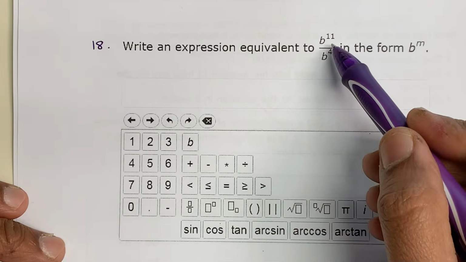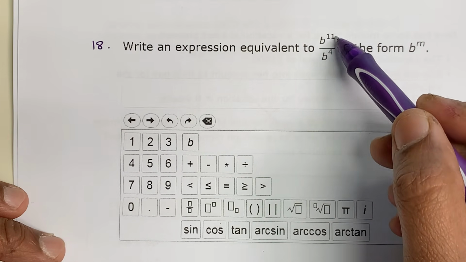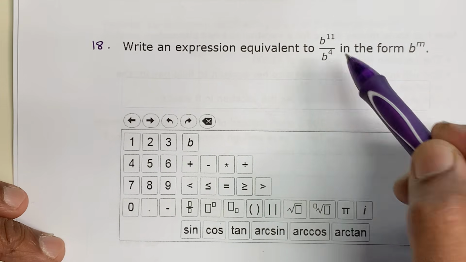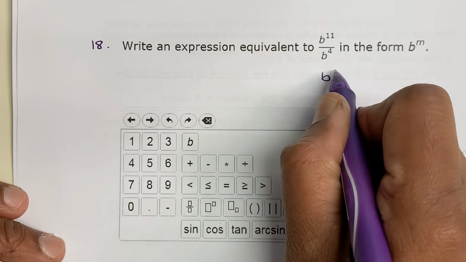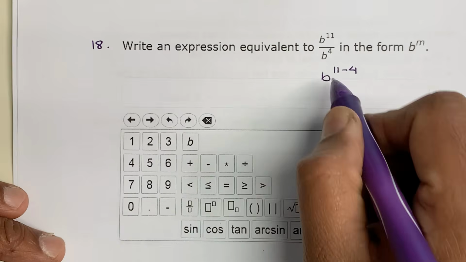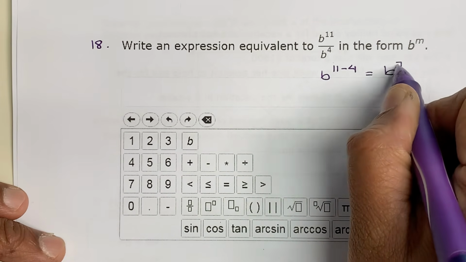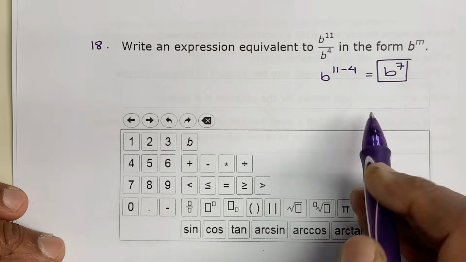Now we know a couple of things about dividing exponents. Whenever you divide exponents, you subtract them. So in order to answer this question, all we have to do is go b^(11-4), right? So we're going to subtract them. 11 minus 4 is 7, so b^7. So right here, that's the answer. Now this is a quick way of thinking about this question.